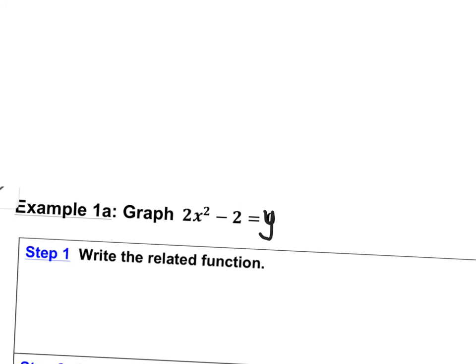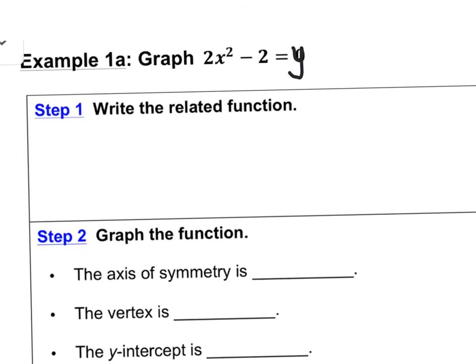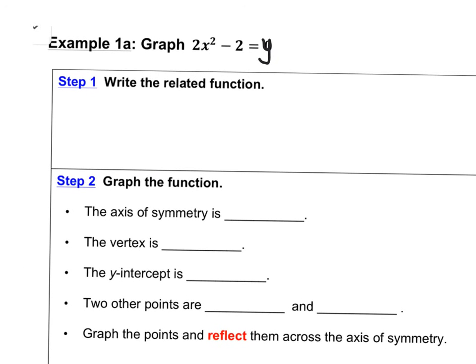So here we have a graph. They're asking me to graph y equals 2x squared minus 2, right? So 2x squared minus 2 equals 0 is an equation. The related function is y equals 2x squared minus 2. The word related function is just how you would write it if it was a y equals equation, okay?